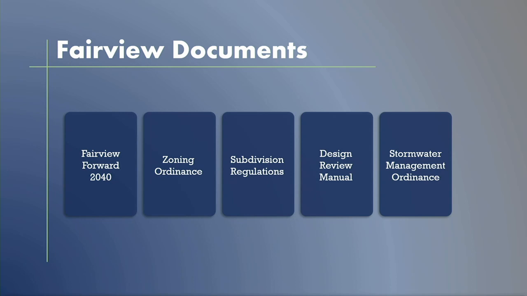So kind of going back to the idea of the paint by numbers and the squiggly lines, that being your vision for your community, that's really your Fairview Forward 2040 plan. So that's your plan document that has created a vision for your community. And then it goes forward, it goes to the right, and you get your zoning ordinance, subdivision regulations, your design review manual, and then your stormwater management ordinance. Now, obviously, the forward to the right are your actual regulatory documents. So those are kind of the numbers inside those squiggly lines. Those are the documents and regulations that will help bring about the vision for your community here.